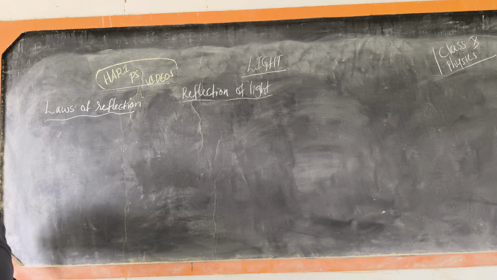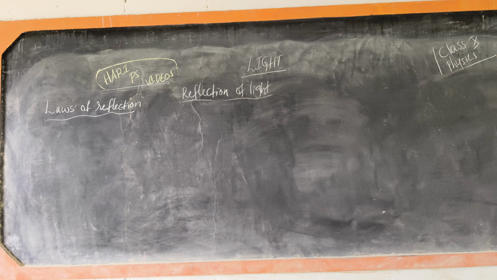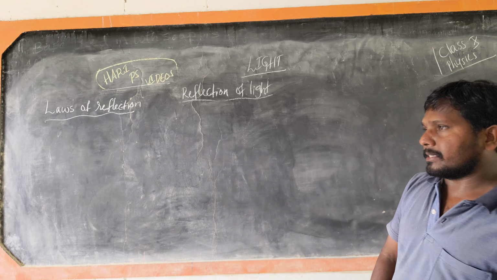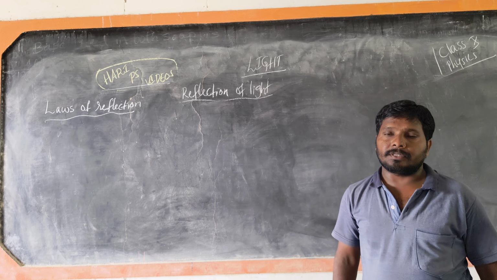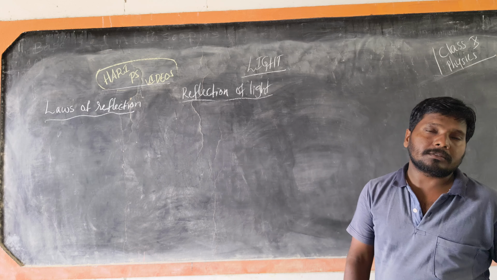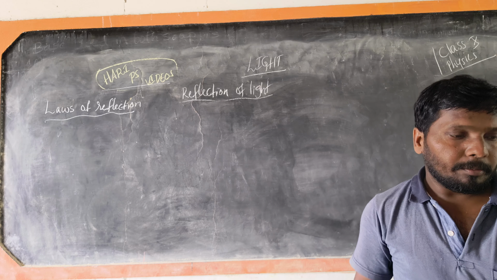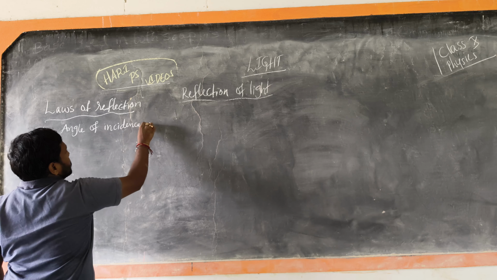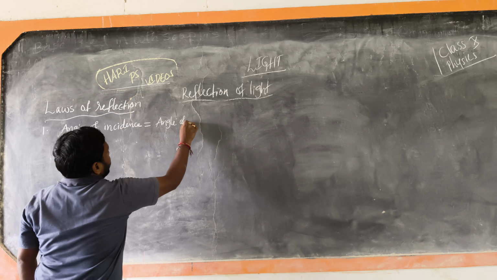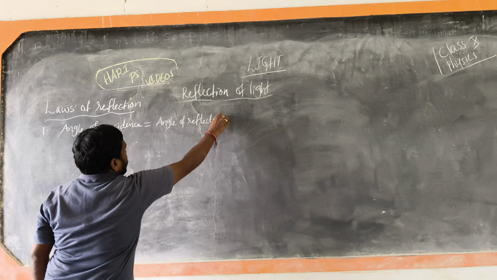As you learned in class 8 in the chapter Light, you already know the first law and second law. Here I didn't explain any activity, I just recall the laws of reflection, because it is not possible to conduct the activities. Laws of reflection. The first law is: angle of incidence is equal to angle of reflection.